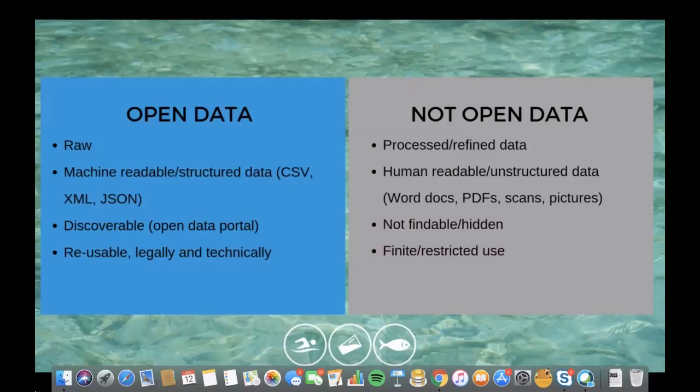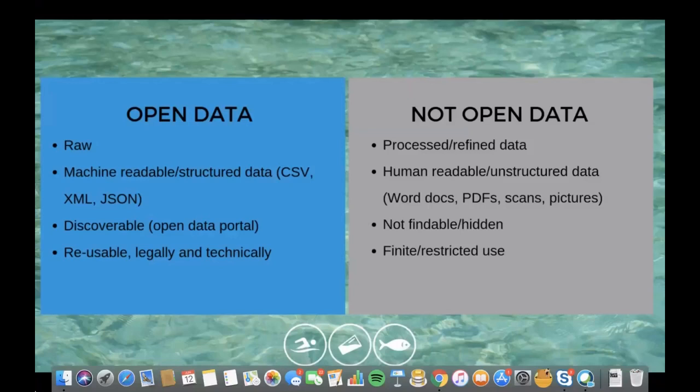Processed or refined data is not open. That is what you often see on beach sites where it's just a green or a red flag that says passed or failed, and doesn't have all of the raw data that produced that answer.